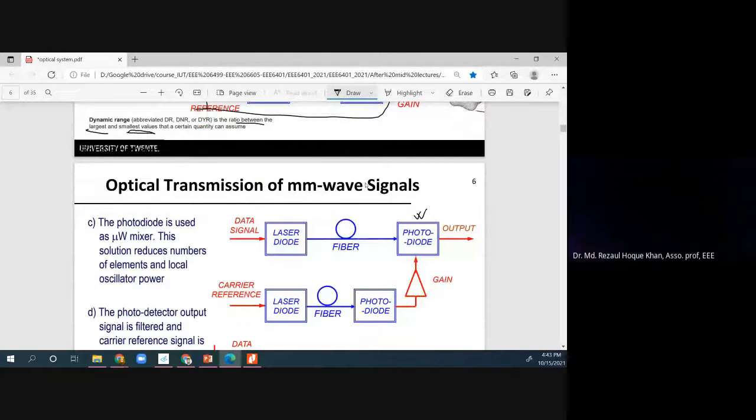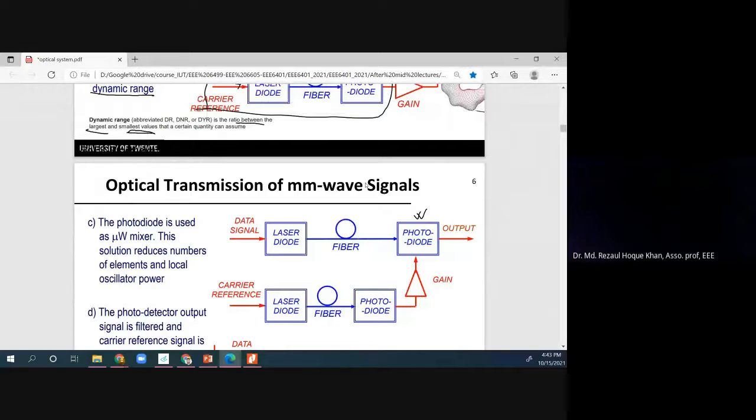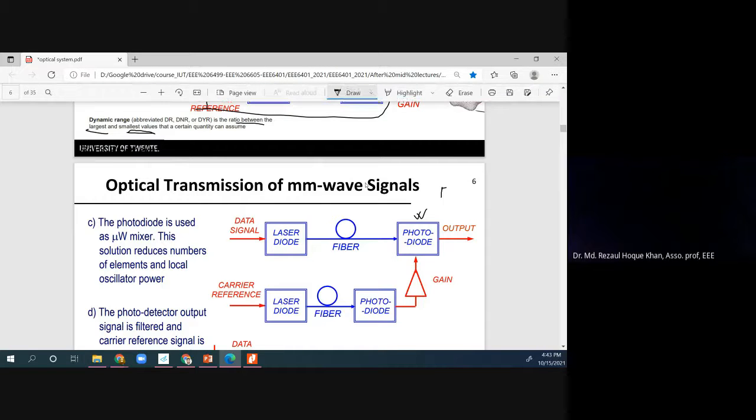Photodetector is nothing but a mixer. Whatever we do with a mixer in the RF domain, the photodetector does the same. What does the photodetector do? We know that in a photodetector, light must fall on it, isn't it?